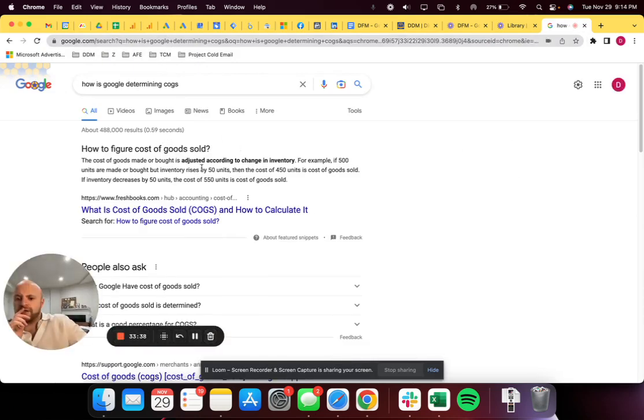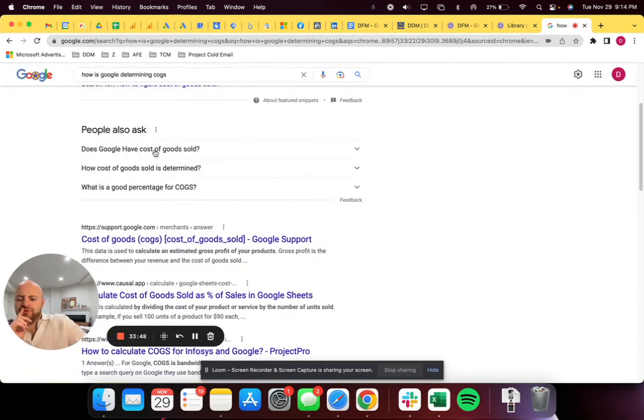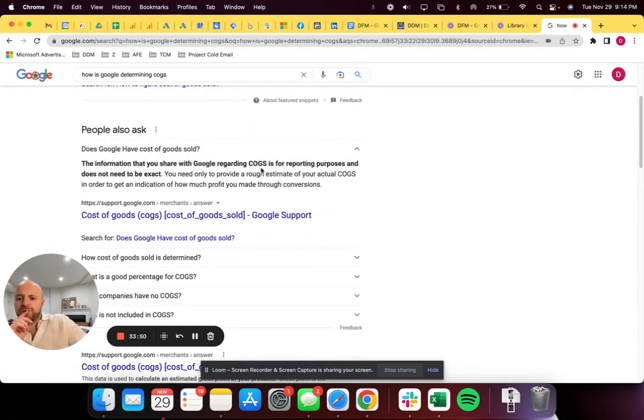Cost of goods sold or bought is adjusted according to change in inventory. But this isn't in Google. Does Google have cost of goods sold? The information that you share with Google regarding COGS is for reporting purposes. It does not need to be exact. You need only to provide a rough estimate of your actual COGS. All right, so this is something you manually enter in order to get an indication of how much profit you make through conversions.